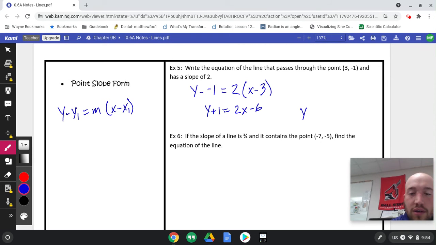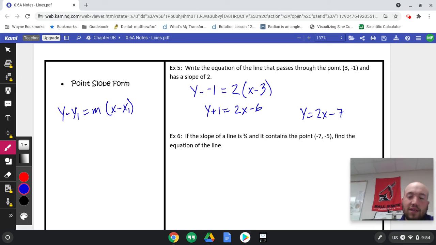and then we subtract that over. We're almost done. y equals 2x minus 7. Final answer.